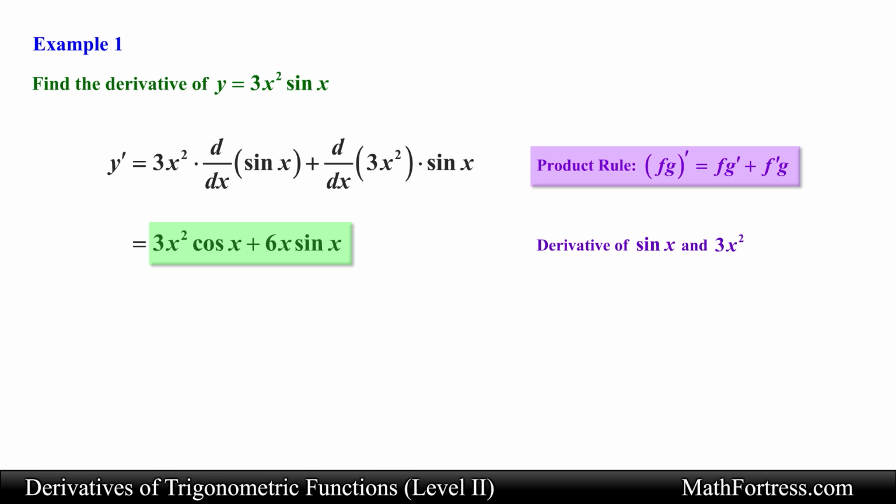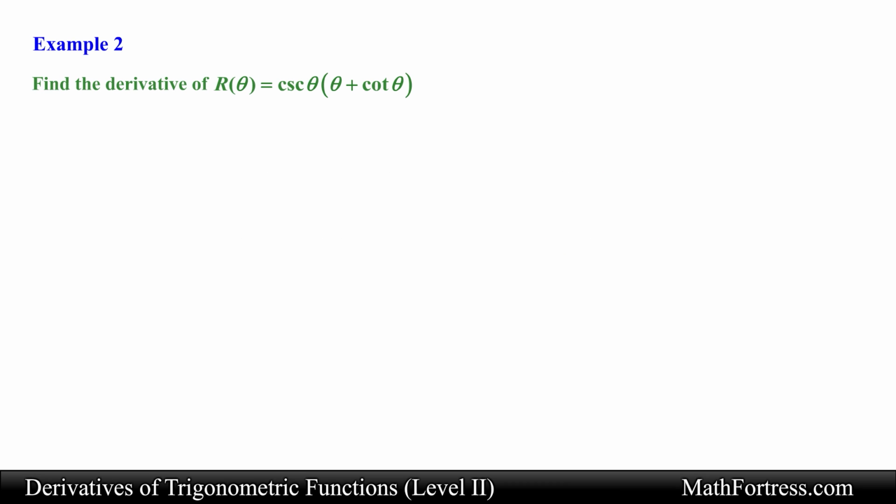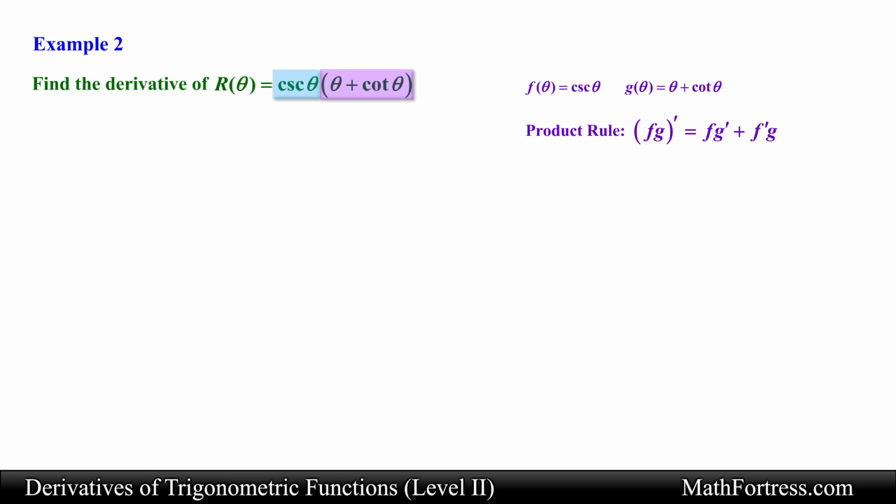Notice that all the differentiation rules still apply when working with trigonometric functions. Let's go over the next example. Find the derivative of r of theta equals cosecant of theta times the quantity theta plus cotangent of theta. Alright, for this function, we're going to make use of the product rule since we have a product of two separate functions, in this case, cosecant of theta and the quantity theta plus cotangent of theta. The first function would be cosecant of theta, and the second function will be the quantity theta plus cotangent of theta.